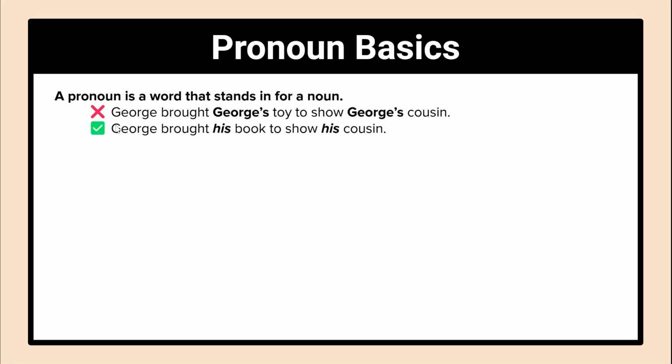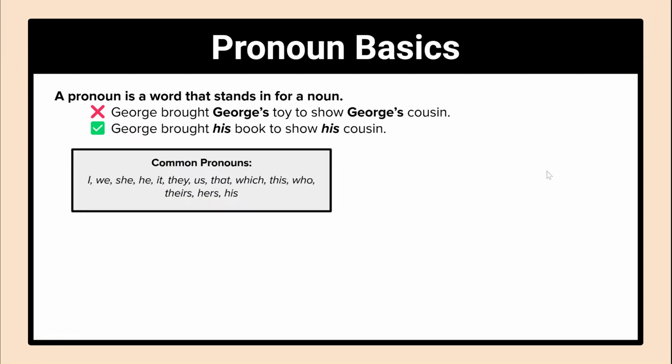So, for example, let's look at the sentence over here. George bought George's toy to show George's cousin. Technically speaking, that's grammatically correct, but it doesn't really look that great. So, to keep things simple, we use pronouns instead. George bought his book to show his cousin, both his referring to the noun, George.